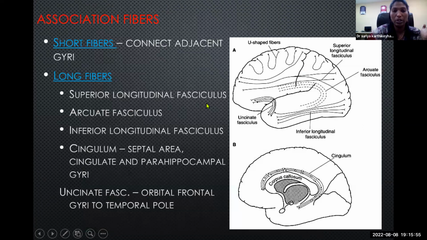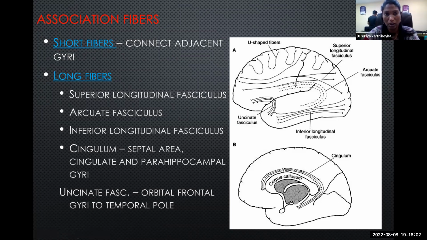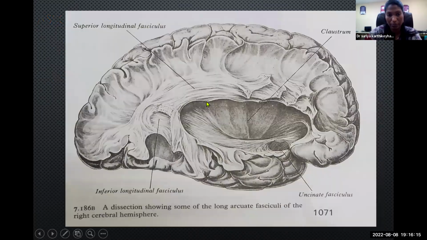And then coming to the association fibers, we have the short association and the long association fibers. The short association fibers connect the adjacent gyri, whereas the long association fibers are called superior longitudinal fasciculus, arcuate fasciculus, inferior longitudinal fasciculus, and cingulum. So these are all the fibers.